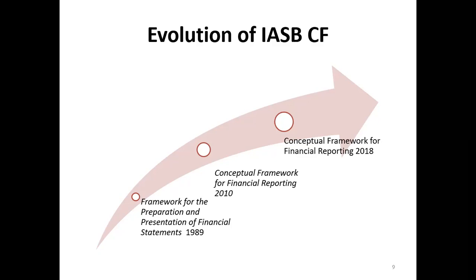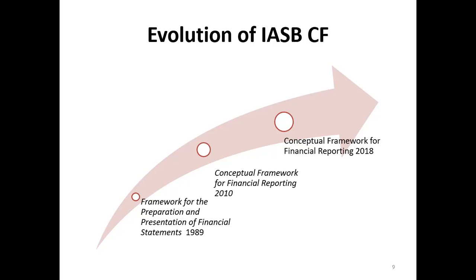In fact, in this period, around 2005, following the Enron collapses in the USA, the Financial Accounting Standards Board and the International Accounting Standards Board came into a kind of joint project.